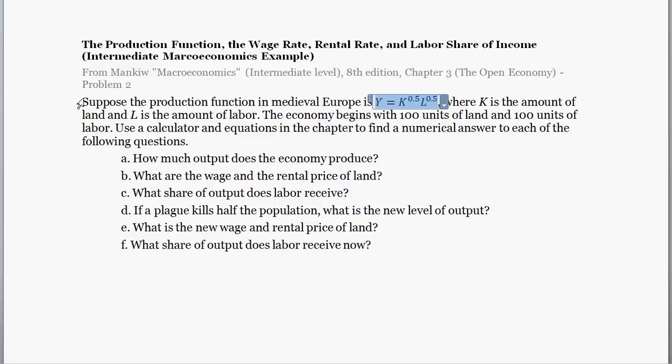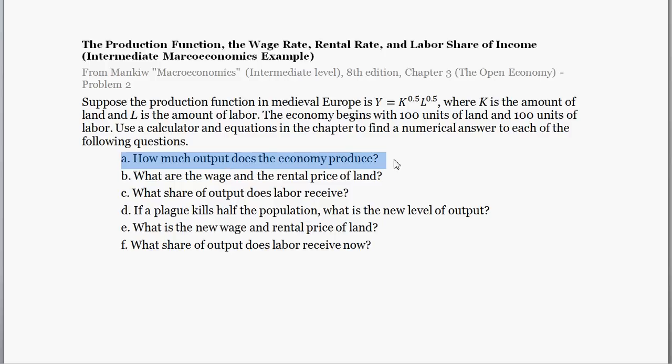Okay, so first off, this question is borrowed from Mankiw's Macroeconomics, 8th edition, chapter 3, problem 2. So it asks, suppose a production function of medieval Europe takes this form, Y equals K to the 1/5 times L to the 1/5, where K is the amount of land and L is the amount of labor. Given that the economy begins with 100 units of land and 100 units of labor, use this information and a calculator and equations to find numerical answers for each of the following questions.